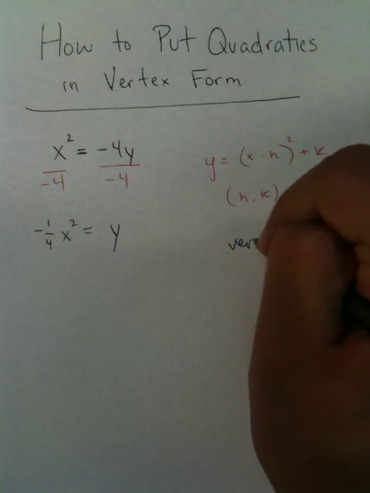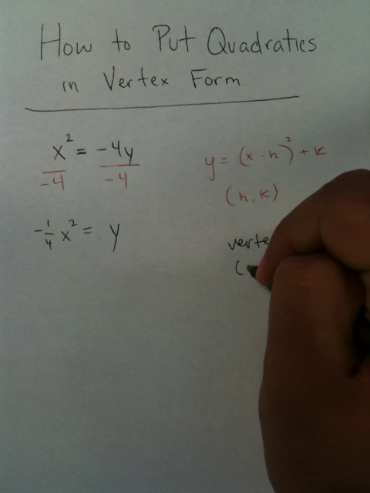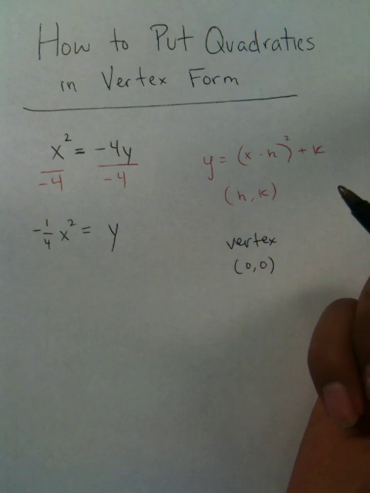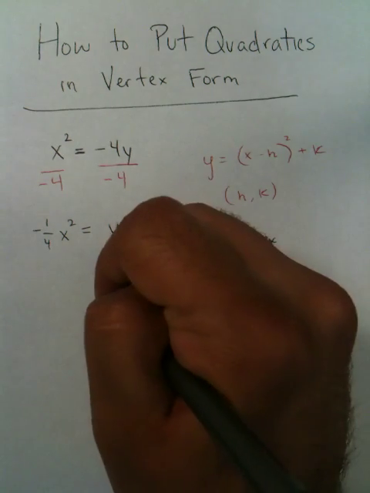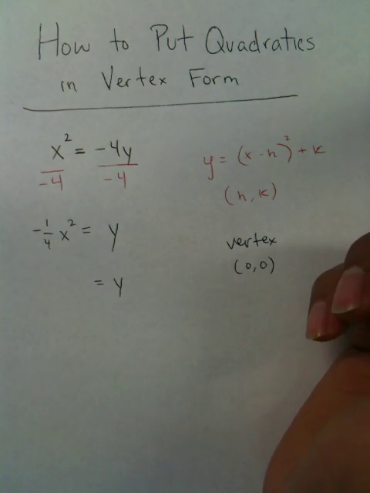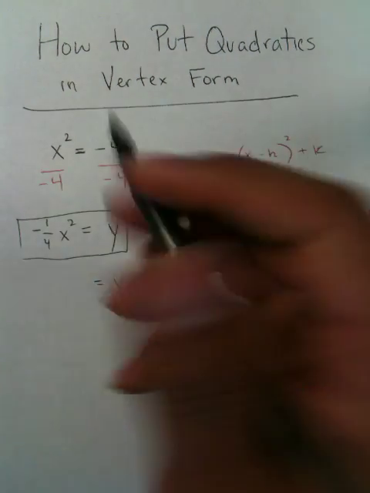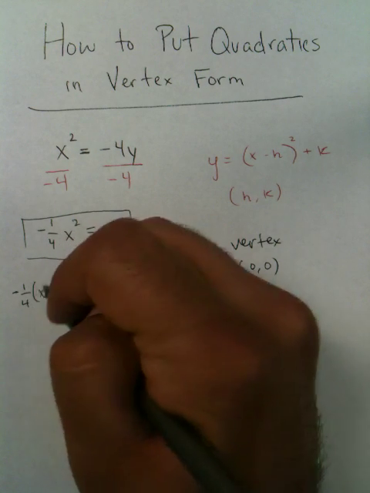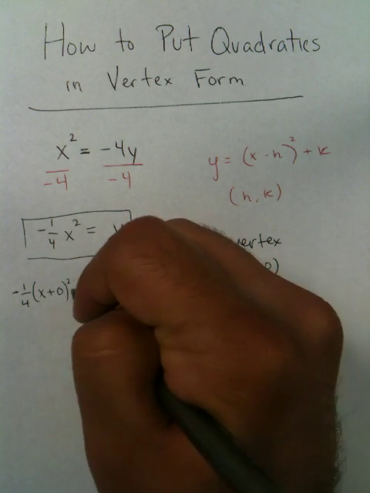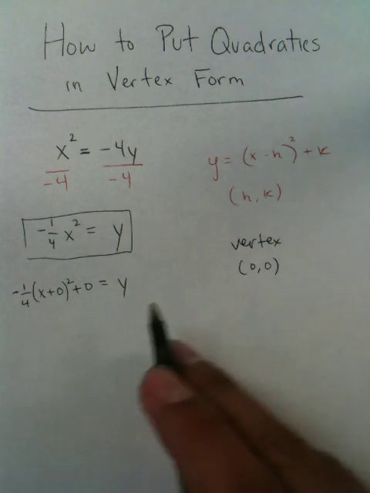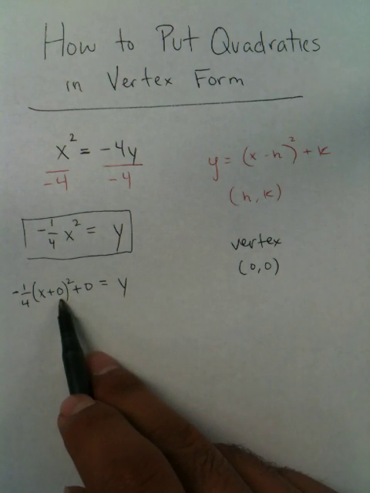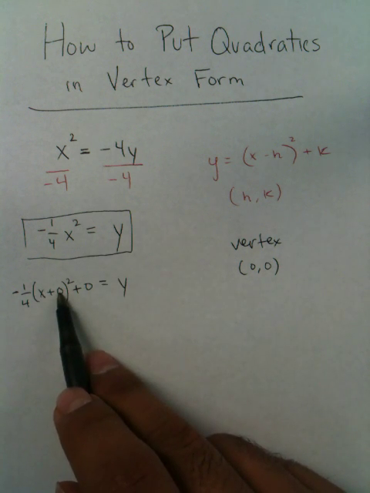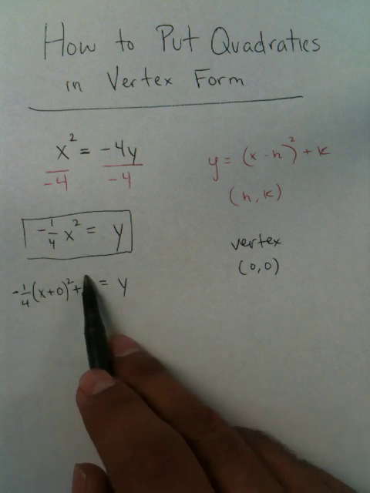Now, how do I know this? Well, if I wanted to, I could expand this out. Not necessary of any essence, this is your answer. But if I wrote negative 1/4, put x and plus 0 in parentheses, and then added a 0, those are equivalent. How do I know? Well, x plus 0 doesn't change anything, so it just becomes x squared.